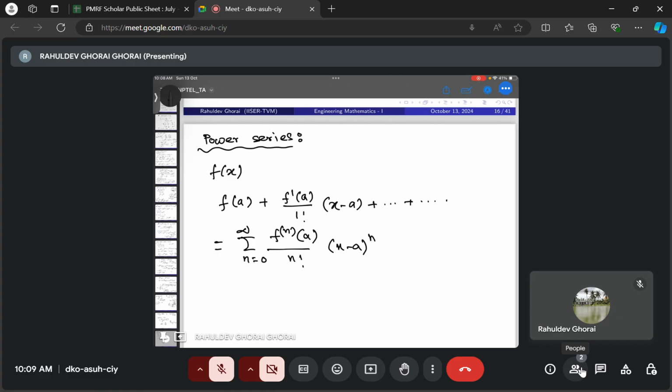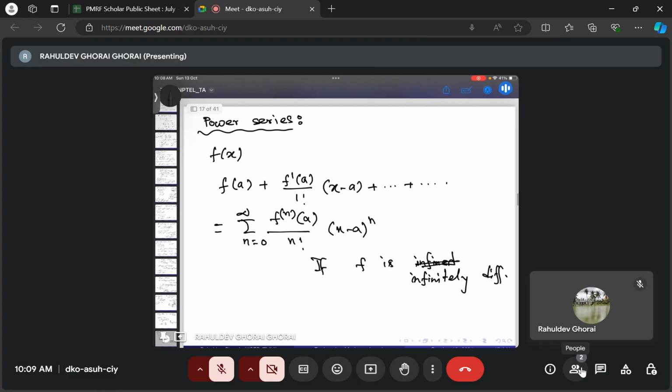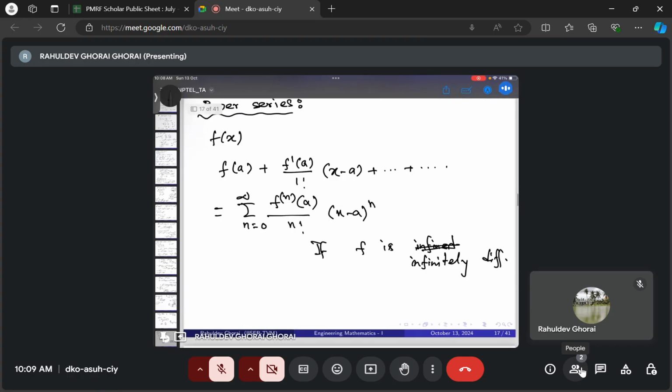Right? That has to happen. So f is infinitely differentiable. That has to happen because you are writing the sum from n equals 0 to infinity of the nth derivative of f, so it means f must be infinitely differentiable.